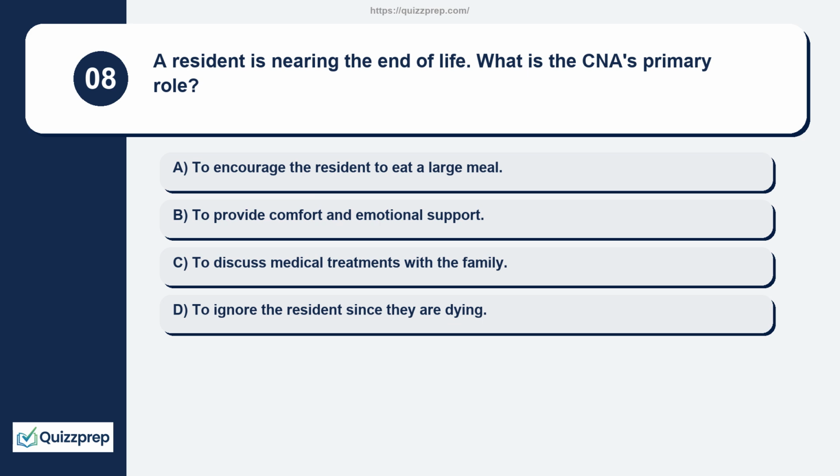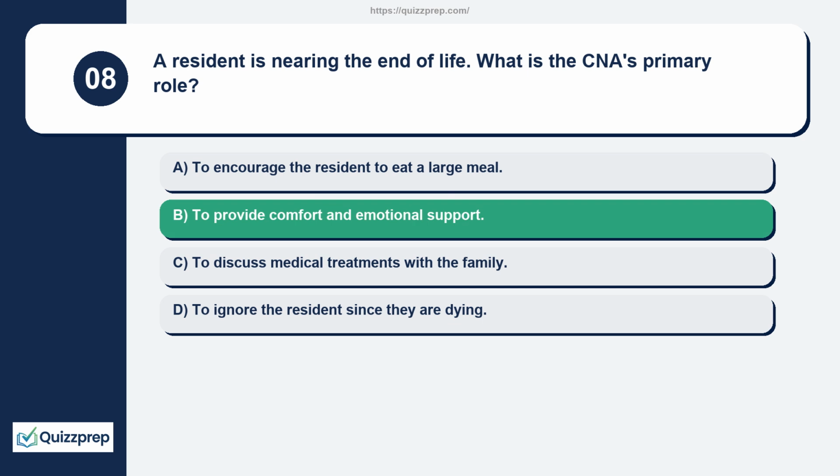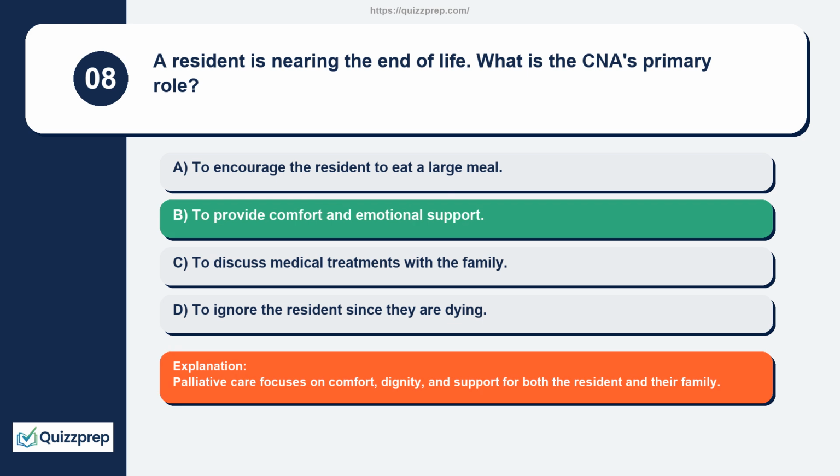Question 8. A resident is nearing the end of life. What is the CNA's primary role? To encourage the resident to eat a large meal. To provide comfort and emotional support. To discuss medical treatments with the family. To ignore the resident since they are dying. Palliative care focuses on comfort, dignity, and support for both the resident and their family.